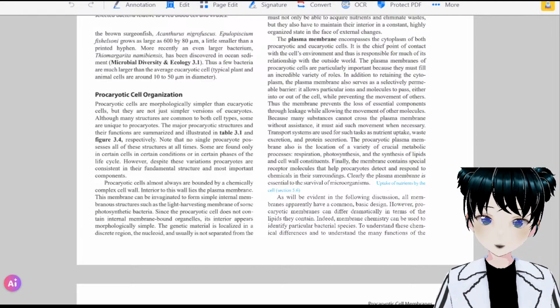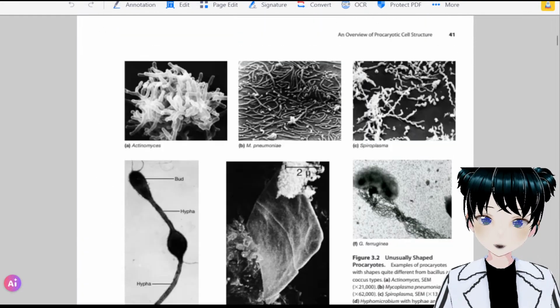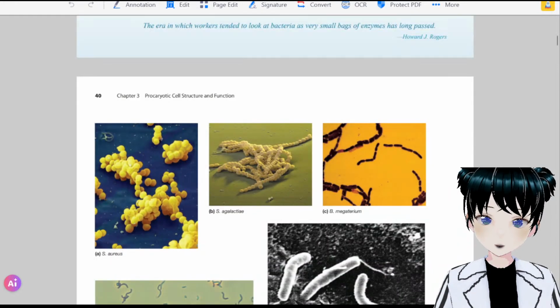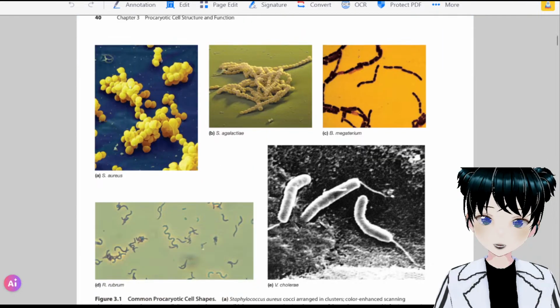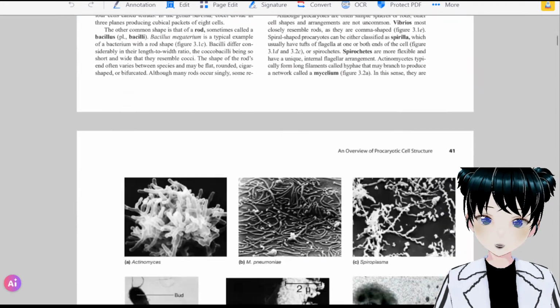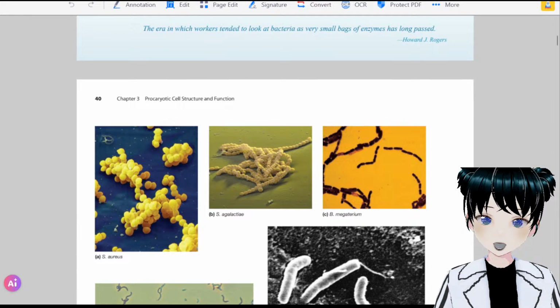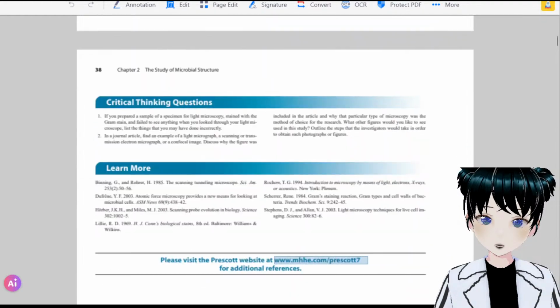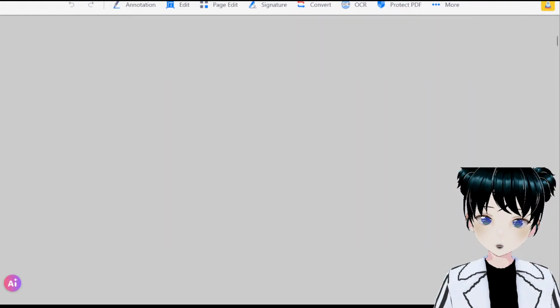Today's topic is the cell membrane, the prokaryotic cell membrane. In reality, eukaryotic and prokaryotic cell membranes are not that different in their structures. Not that much, right? The basic component is the same. So this is how the prokaryotic cell structure usually looks.